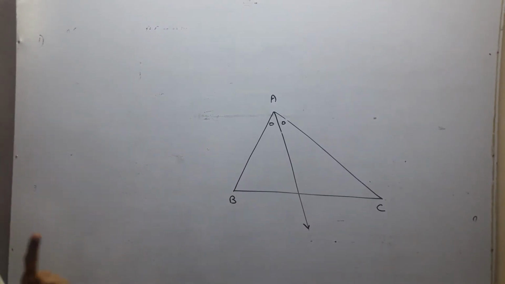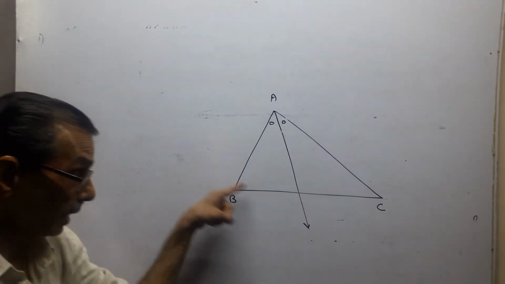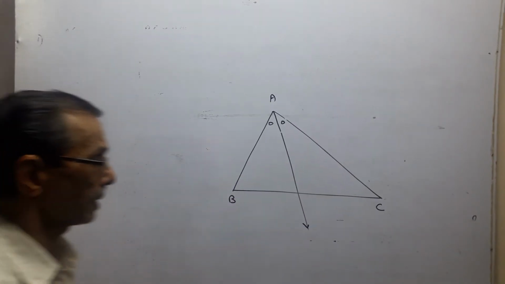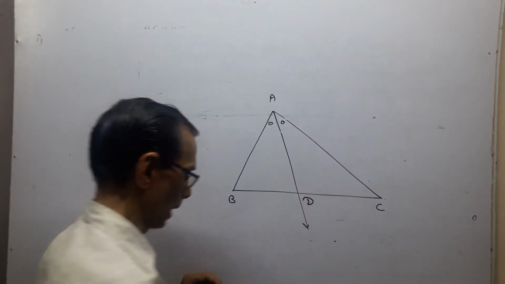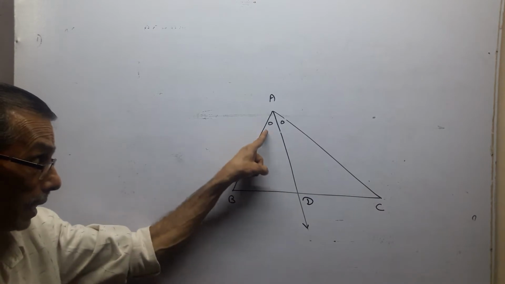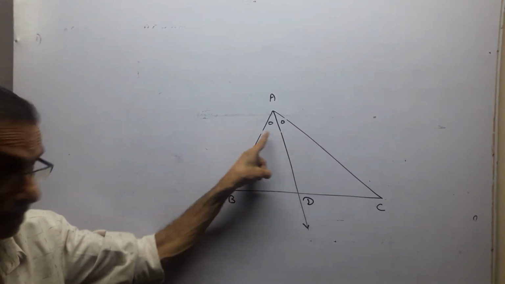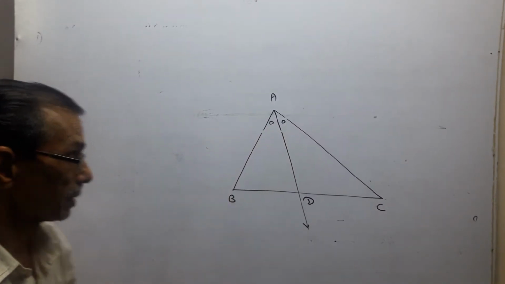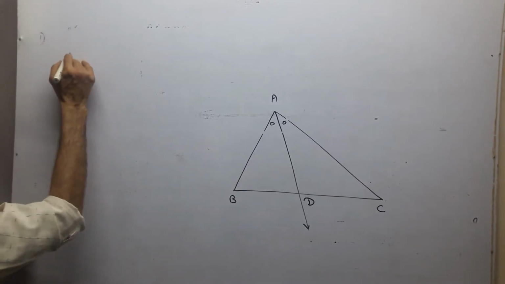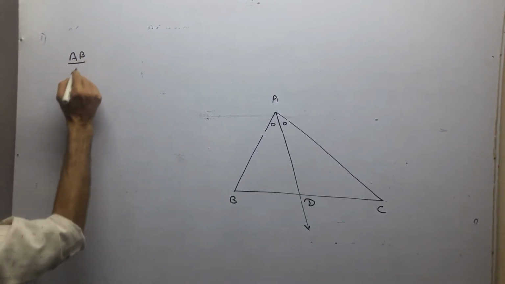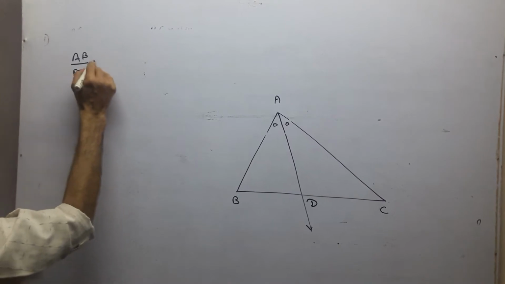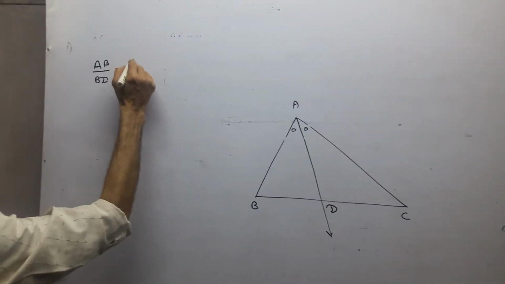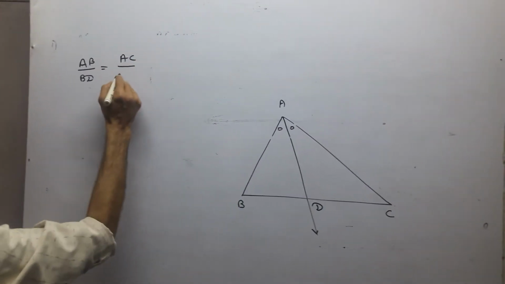What is the theorem? In triangle ABC, let us take AD as the angle bisector. That is, AD divides angle A into two equal measures. The theorem is AB upon BD is equal to AC upon CD.